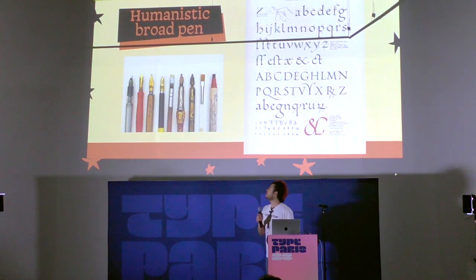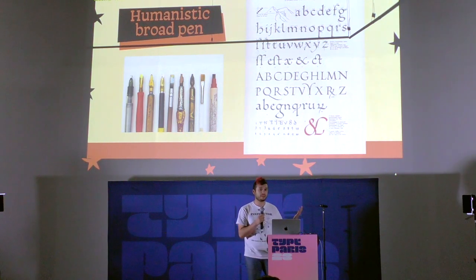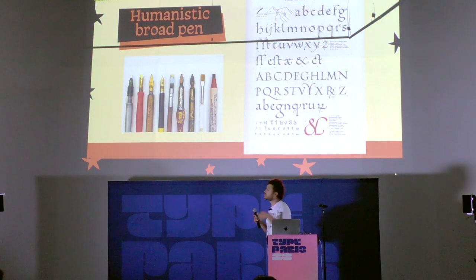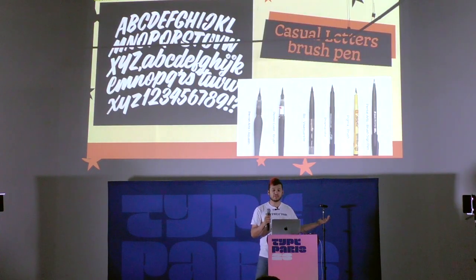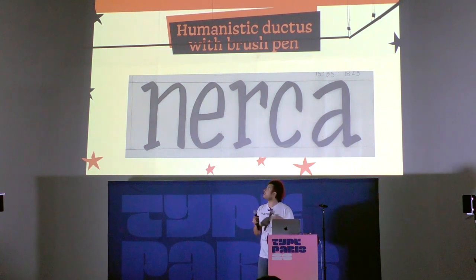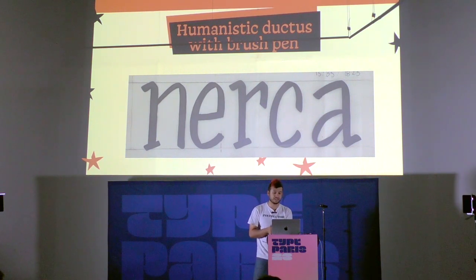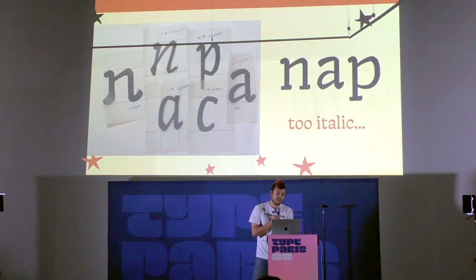So the idea: I start with a humanistic model that you have to use a broad pen. These are all the materials that I used, the model, and then I like the casual letters that you have to do with a brush pen, more fluid, more fun, more bold. So I do a humanistic typeface with a brush pen. So I combined the two styles, and this was the board of Bilibili, the first sketches.